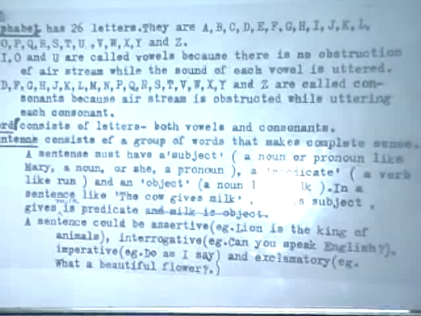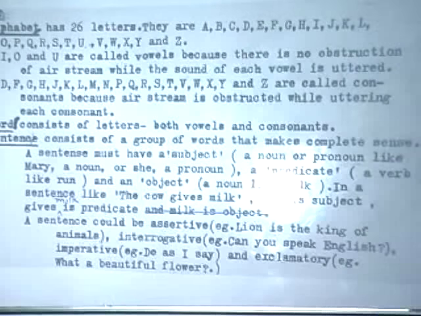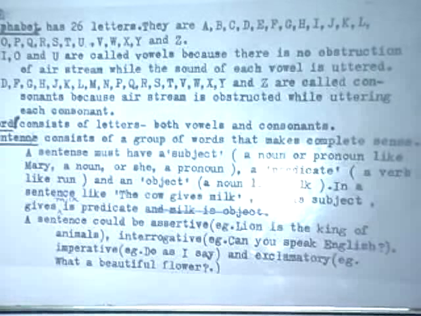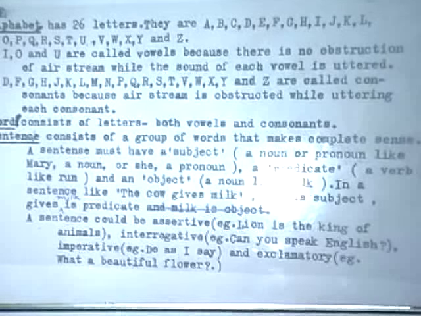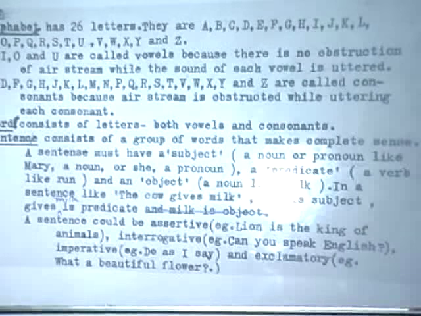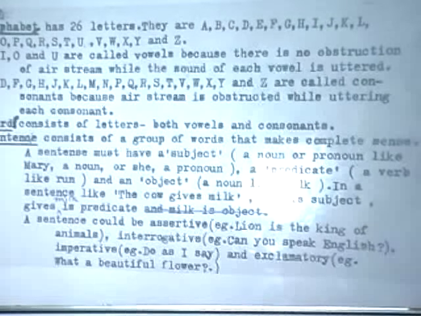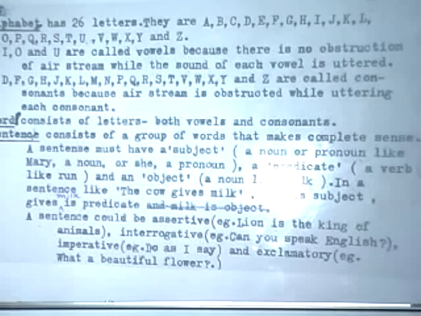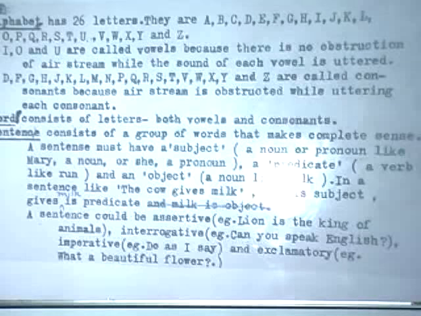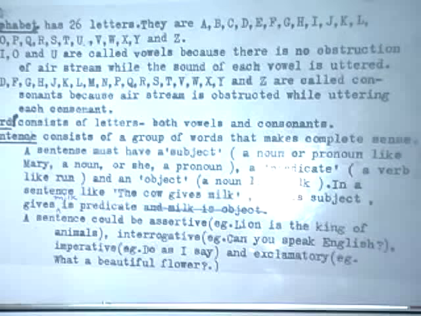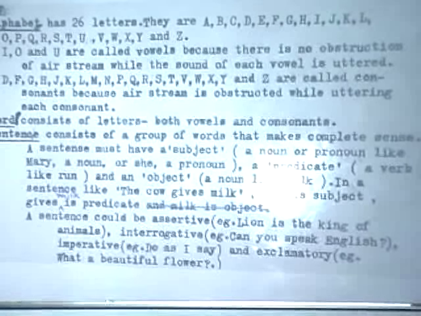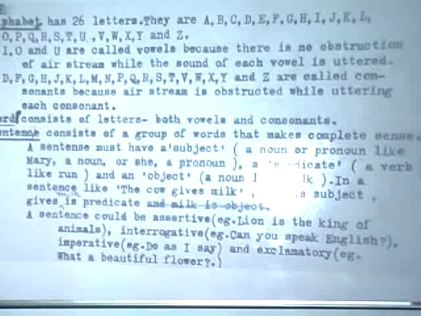A sentence could be declarative. For example, "Lion is the king of animals." Or it could be interrogative, as in, "Can you speak English?" Or it could be imperative, as in, "Do as I say." And finally, it could be exclamatory, as in, "What a beautiful flower!"